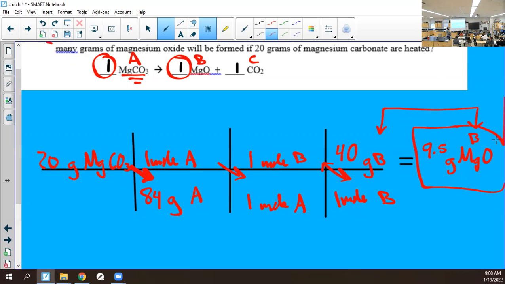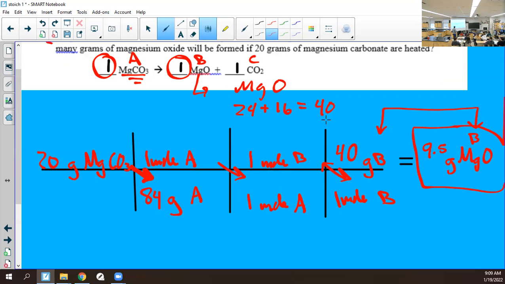Okay. How did we get 40? All right. Let's talk about that. B is Mg and O. So I go to my periodic table and find Mg, and it's 24. Far left. And then oxygen was 16. So I add 1 and 1 of them, and that's where I get 40. Okay, 9.5, raise your hands if you got that.